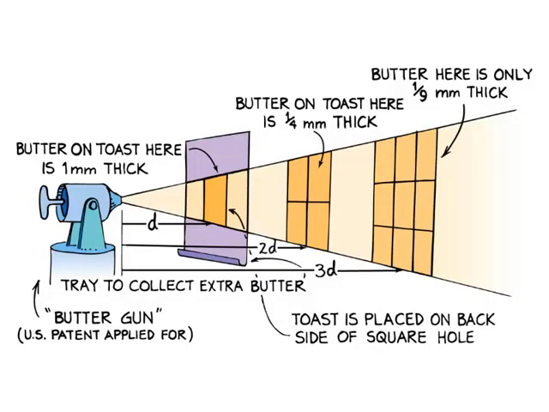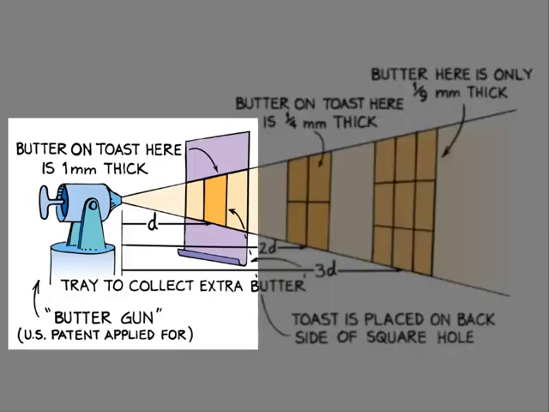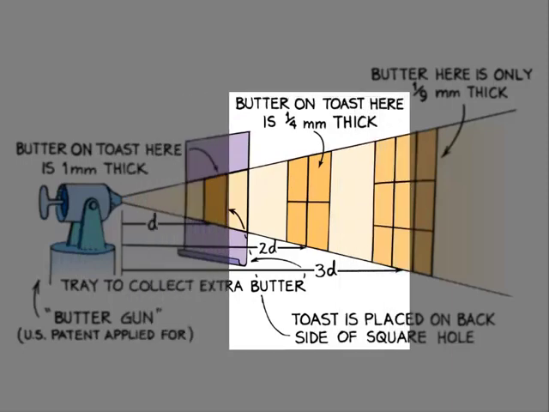Consider an imaginary butter gun for buttering toast. Melted butter is sprayed through a square opening exactly the size of one piece of square toast. The gun deposits a layer of butter 1 millimeter thick. Twice as far from the butter gun, the butter would cover twice as much toast vertically and twice as much toast horizontally. Since the butter has been diluted to cover 4 times as much area, its thickness will be 1/4 as much, or 0.25 millimeters.